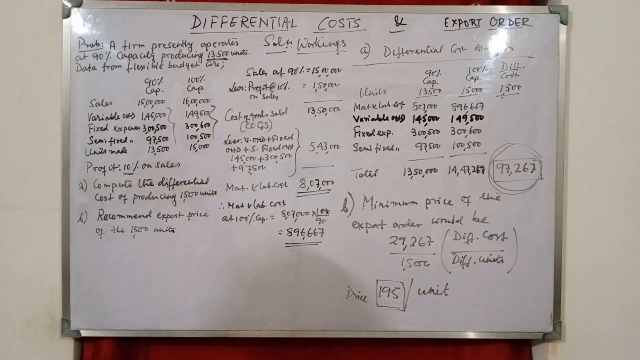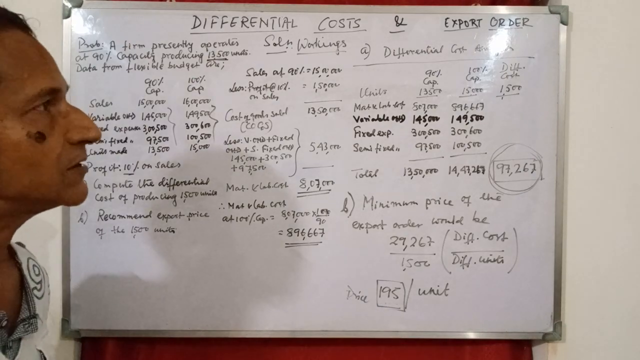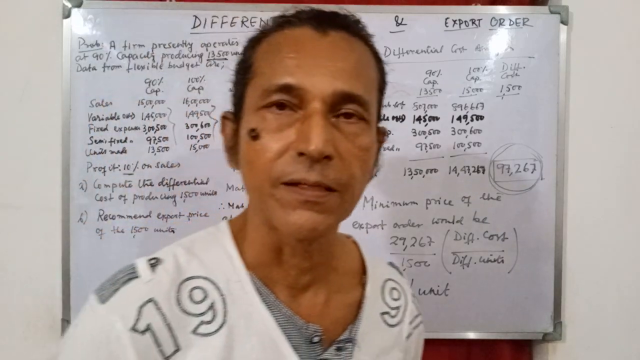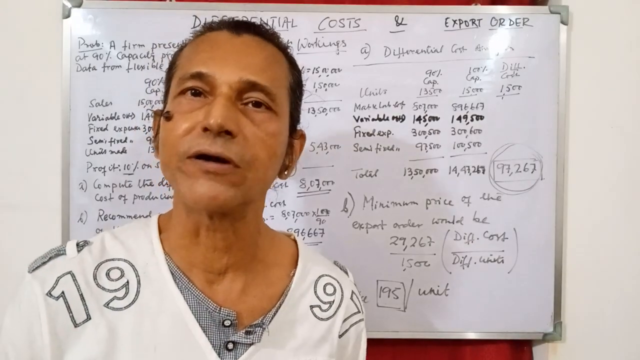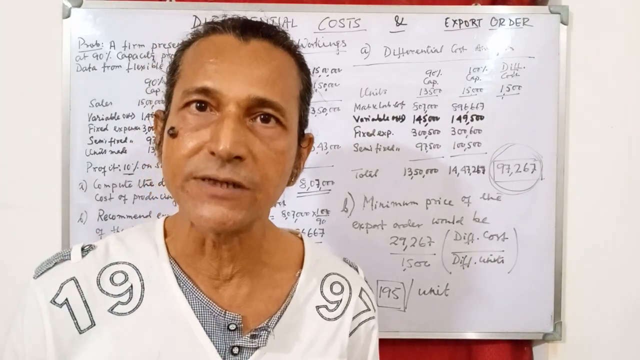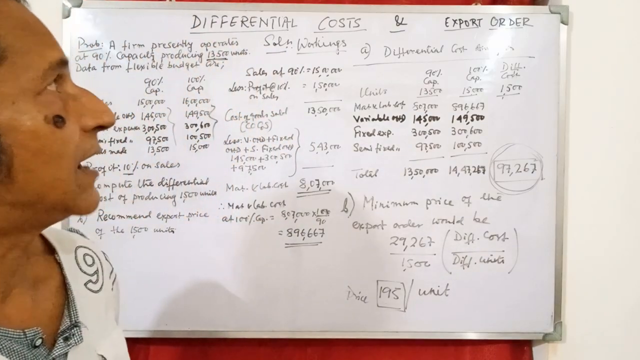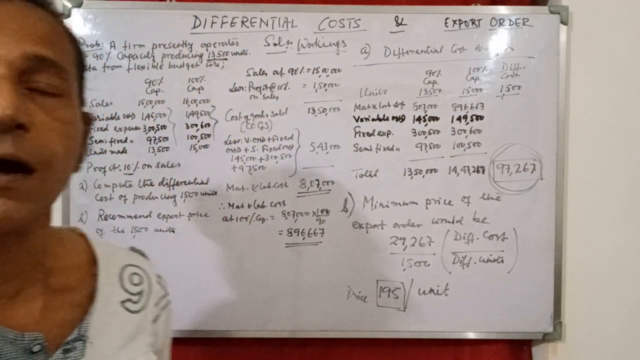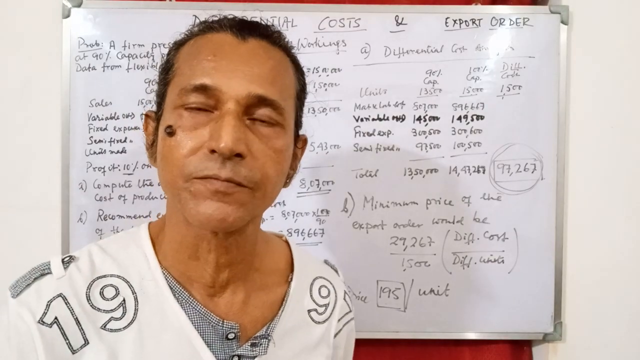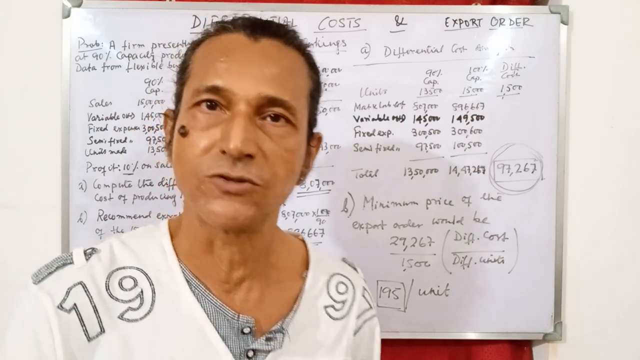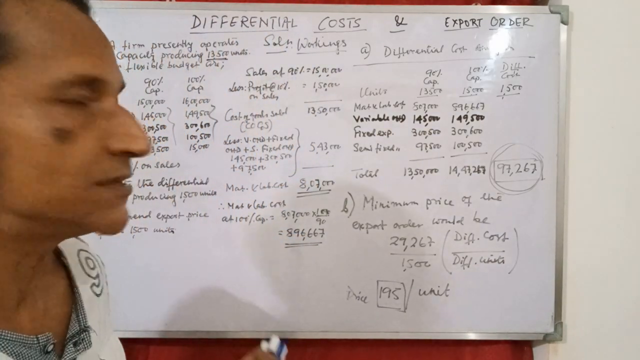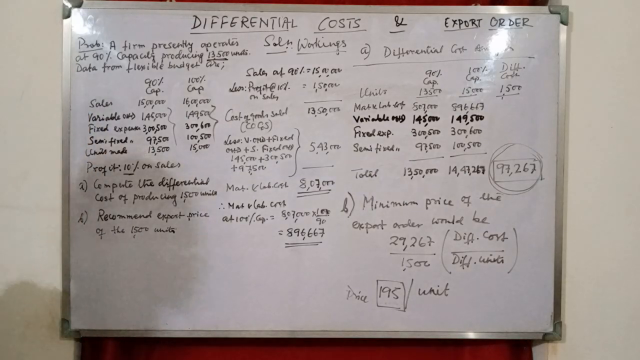So this is all about differential costs in the context of an export order, that is, whether the firm would accept or reject an export order. As I told you earlier, there are different situations, there are different alternative courses of action according to the situation, and I shall discuss other problems on differential costs where the firm has to take a decision confronting a particular situation. Okay, and today this is enough for this video.